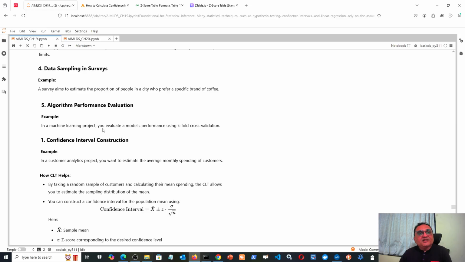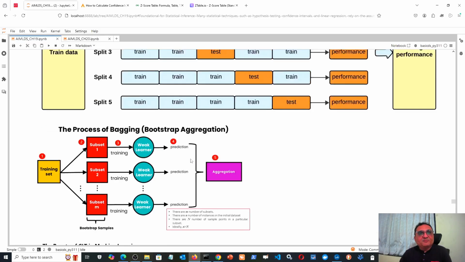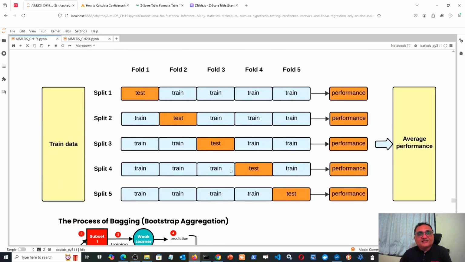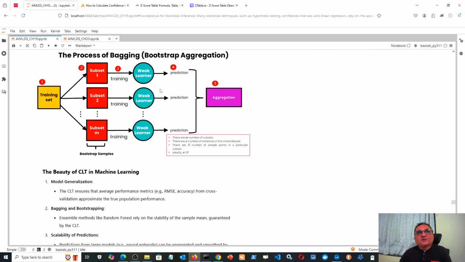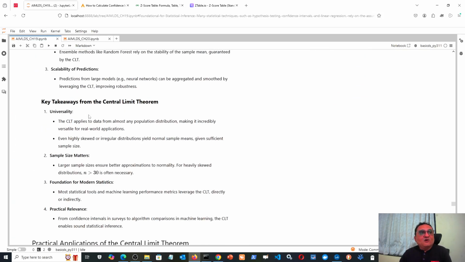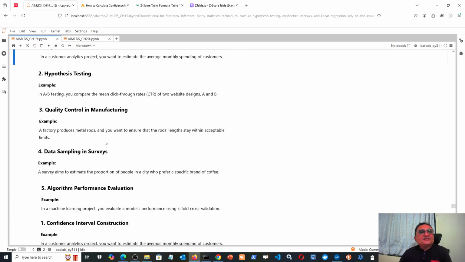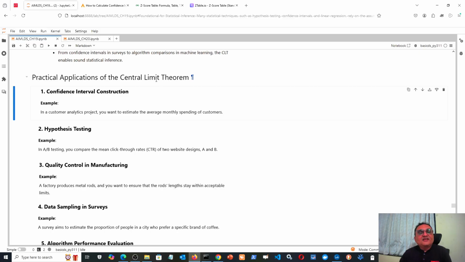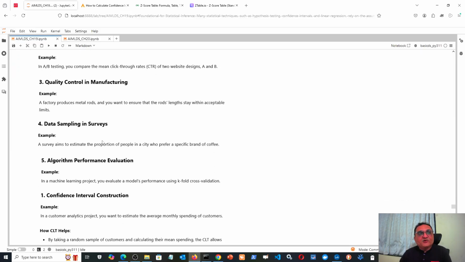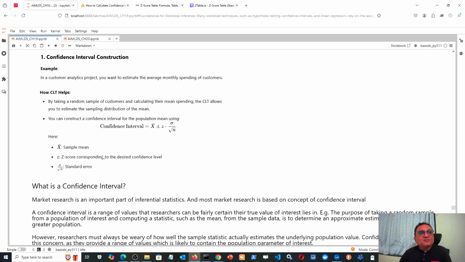Or algorithm performance evaluation. For example, in a machine learning project, you want to evaluate a model's performance using k-fold cross validation. In the previous lecture, we have seen how k-fold cross validation works. So you want to evaluate the performance of the model, right? Now in all these 5 applications that we have discussed, central limit theorem is the key pillar. Without central limit theorem, you could not do the process that we are going to describe. So let us take each application one by one in detail.